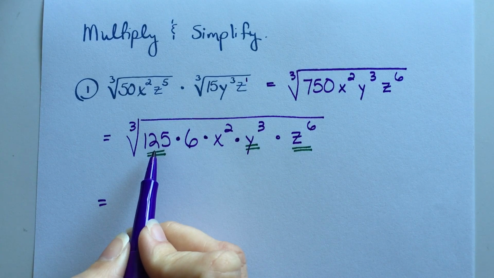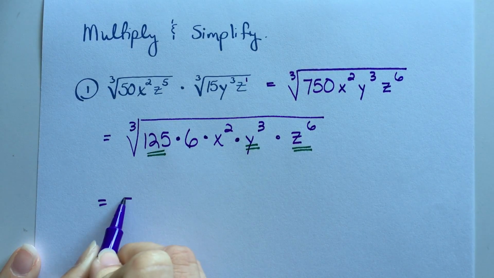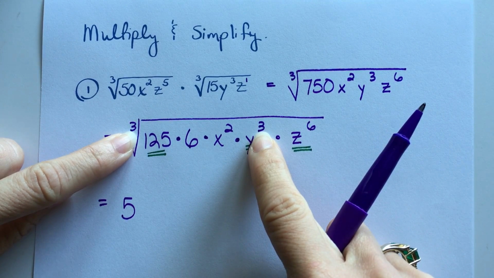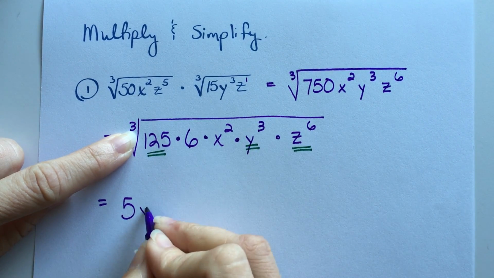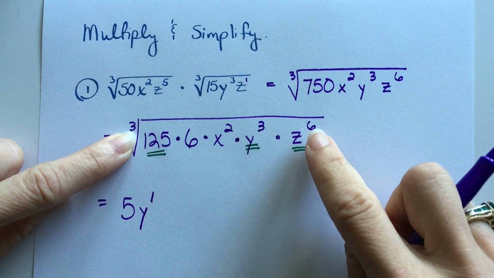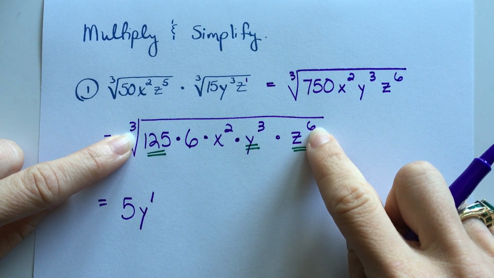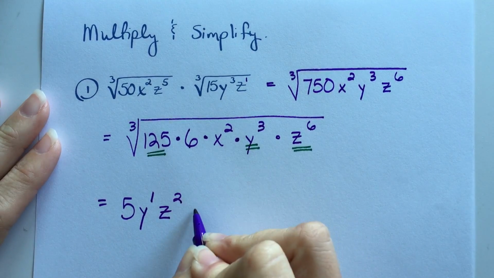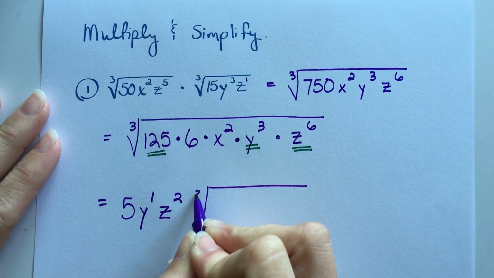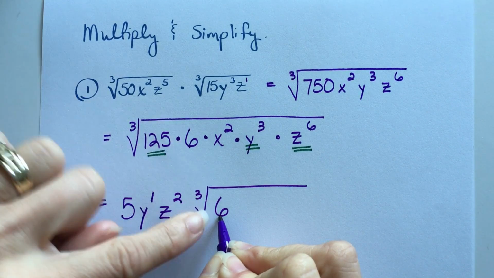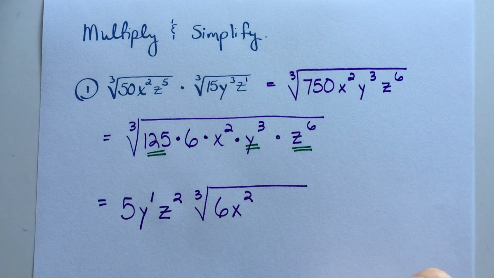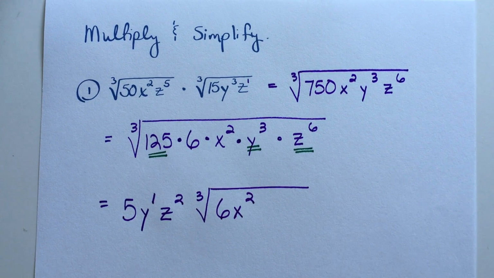So cube root of 125 is 5. Okay, so here 3 will go into 3 one time, so that means I have y to the first out front. And then 3 will go into 6 2 times, so that means that I have z to the second out front. So the 6 is left underneath, x to the second is left underneath. So there's your answer to that one.